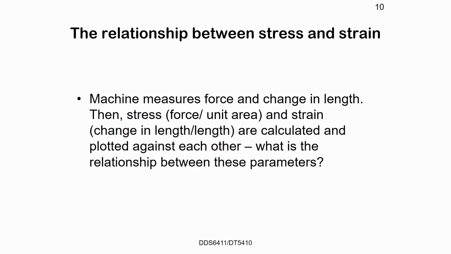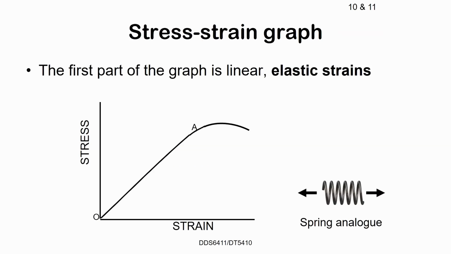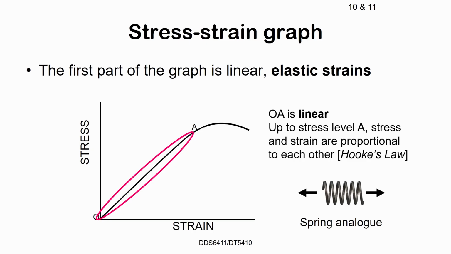And when you do that, the machine will measure the force and the elongation. And from that, you can determine the stress and calculate the strain. And you plot one against each other. And if you do that, the first thing you will see is a linear relationship. Okay? So from point O to A, you have a straight line. And that's called Hooke's law.